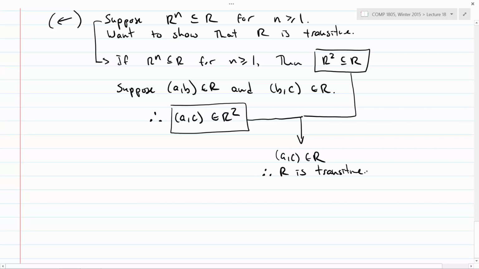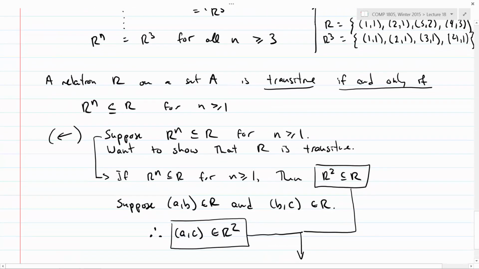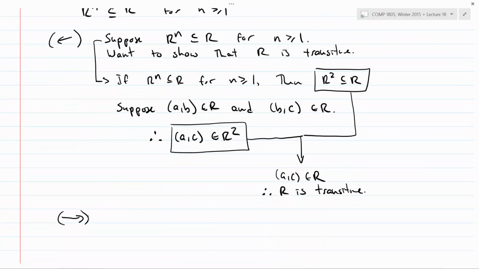That's tricky. Do people see and or believe that? Any questions? Okay. So let's go in the other direction now. Again, the first thing you want to do is write down what you're assuming. Okay? So we're going to assume that R is transitive.